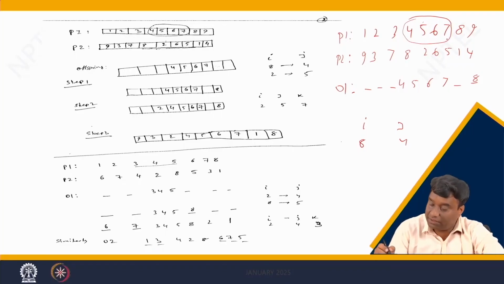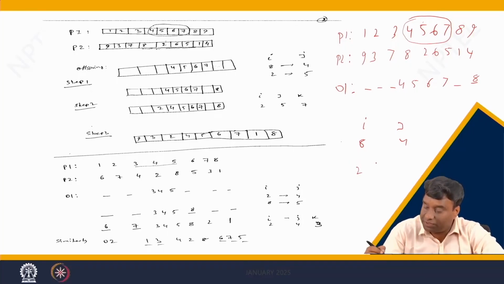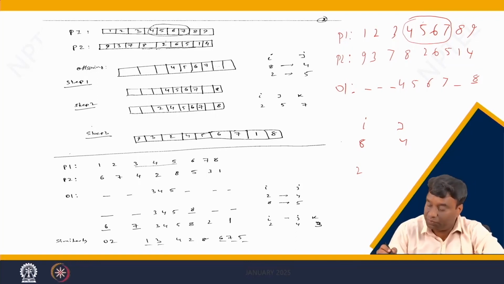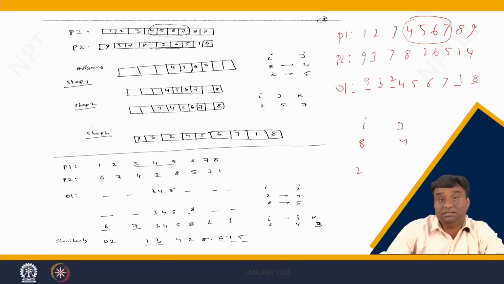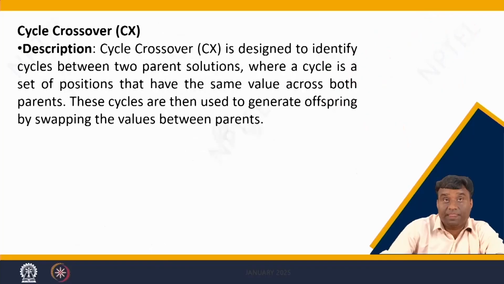So next is 2. So I is 2. In the place of 2, there is 5. 5 is already copied, so 2 should be kept in the place of 7. So there should be the 2, and the remaining you can write as it is: 9, 3, 1. I hope you have understood how to find that. Similarly, try to find this one also. This is known as the partial mapped crossover.